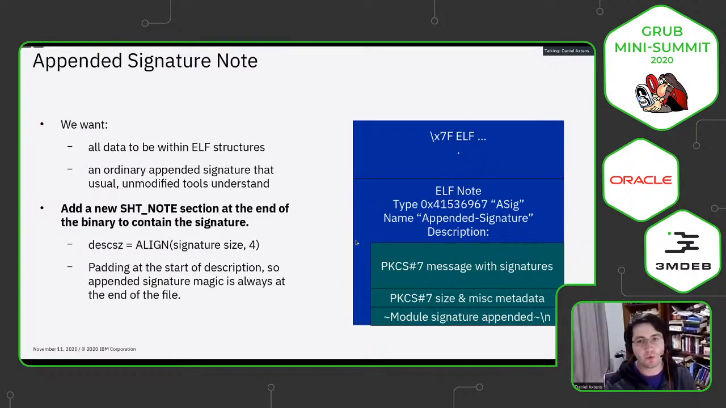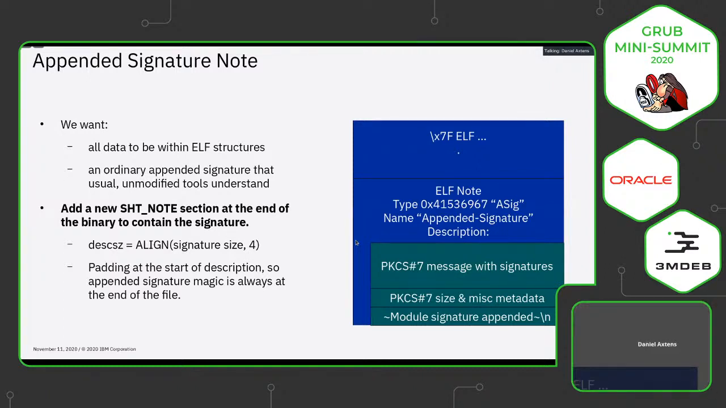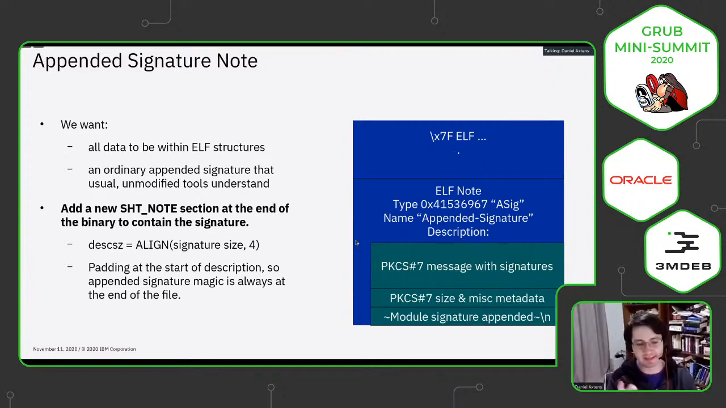So what we sort of want is for all of the data to be within an ELF structure. That way, firmware can read this entire thing. It's parsing the ELF header to figure out how big the ELF file is and what it contains. And now the appended signature is contained within that ELF file.